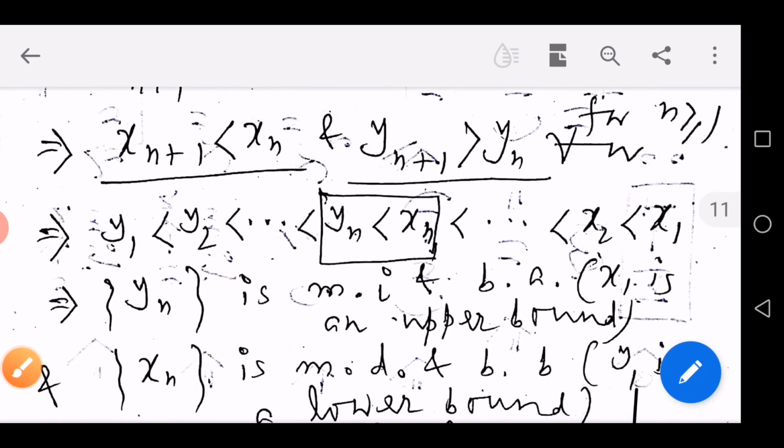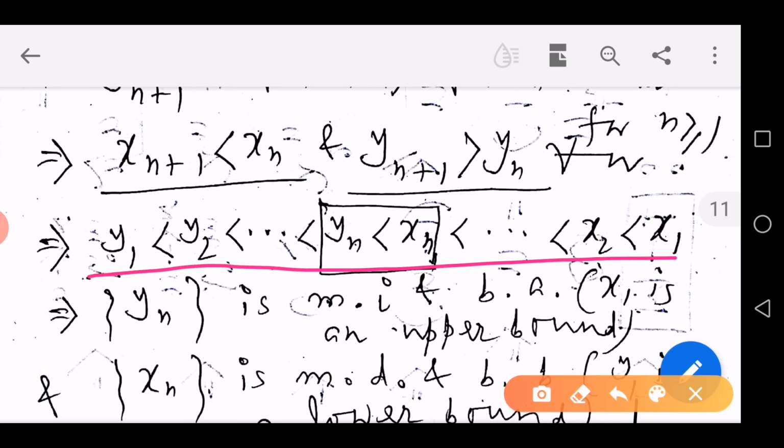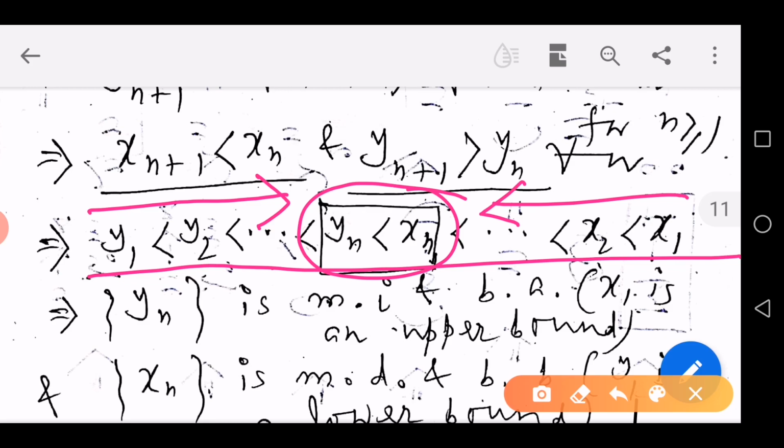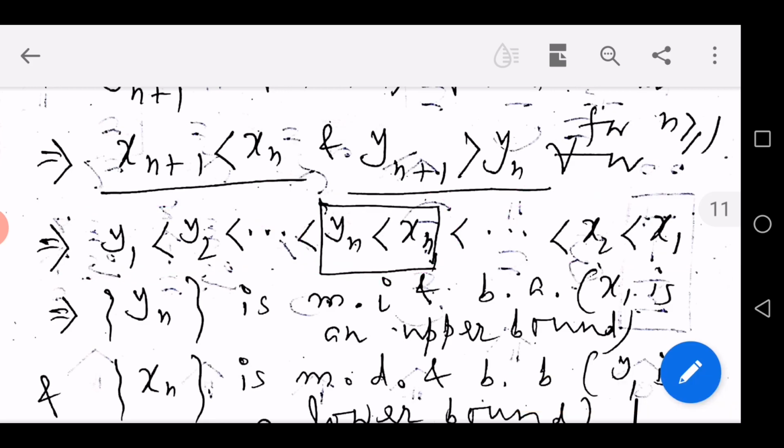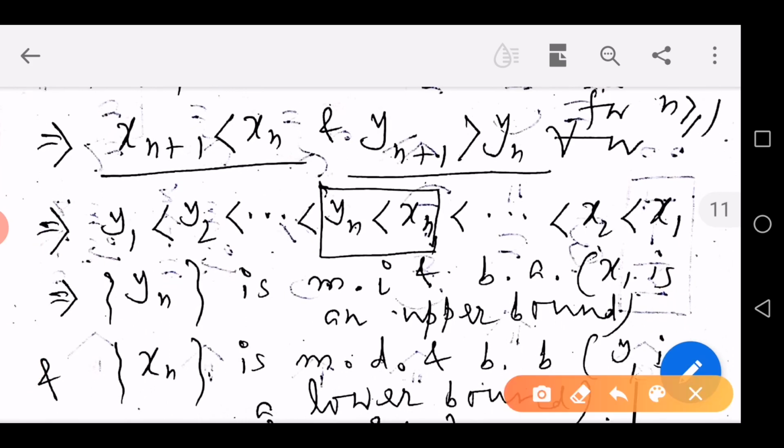So we obtain xn+1 is less than xn, yn+1 is greater than yn. We can connect all xn and yn in a single relation like this. As the y's are increasing, we write them this way, and as the x's are decreasing, we write them this way, and ultimately they are connected by xn greater than yn, which we have already proved. So all x and y are connected by this relation.